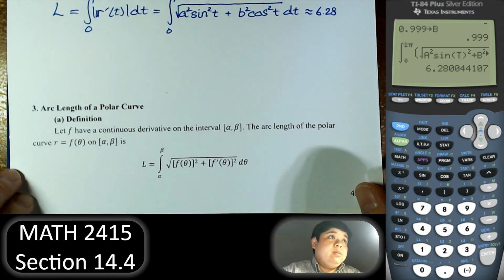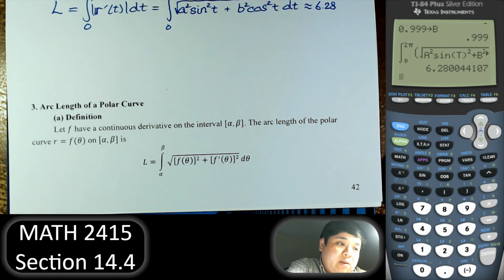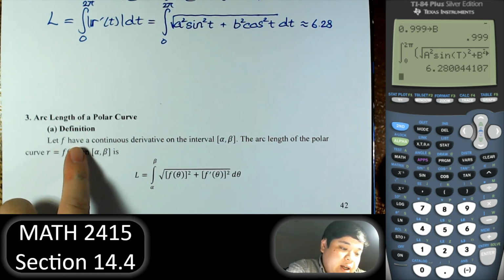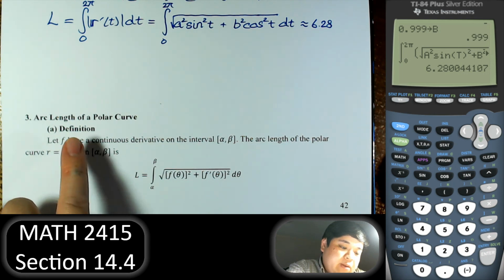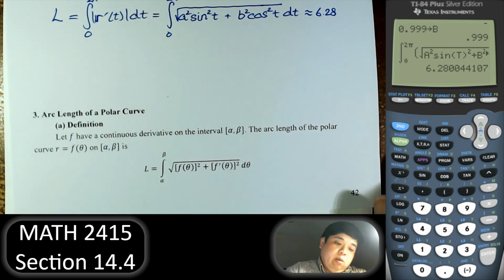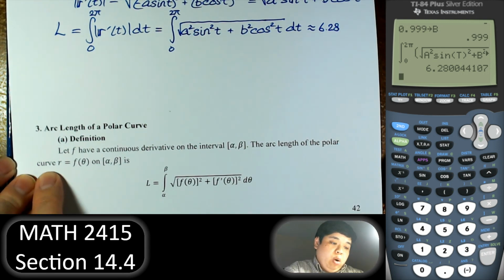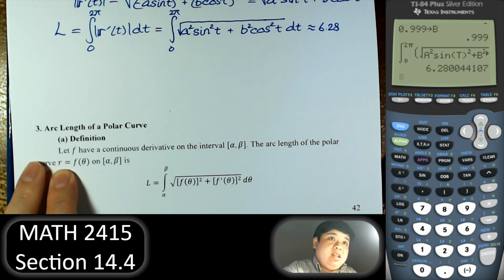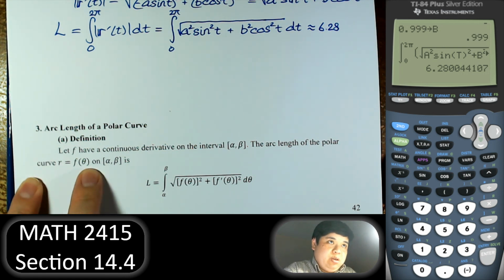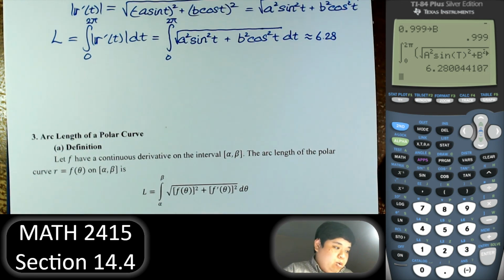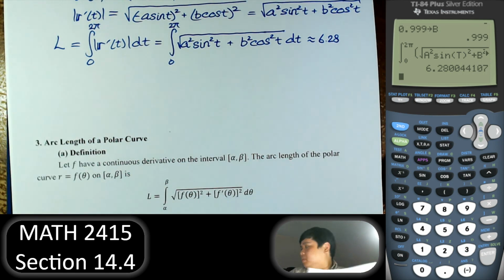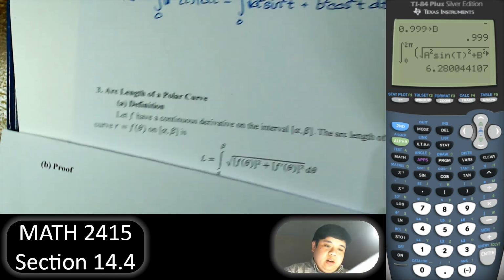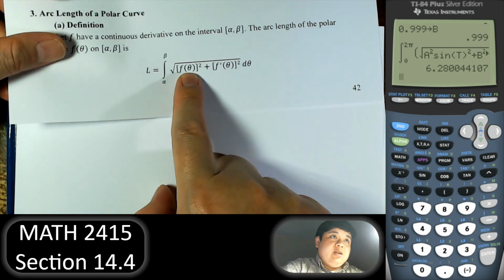Now, arc length in polar curves. Let f be continuous and have a continuous derivative on the interval from alpha to beta. The arc length of the polar curve r equal to f of theta is as follows. Notice that in polar, this is the regular r, not the vector r. So now the arc length is equal to that. We actually can prove that relatively easily. We said just r and r prime.